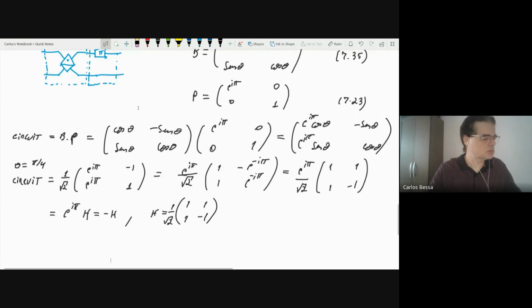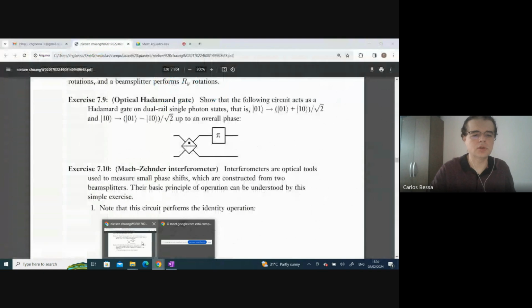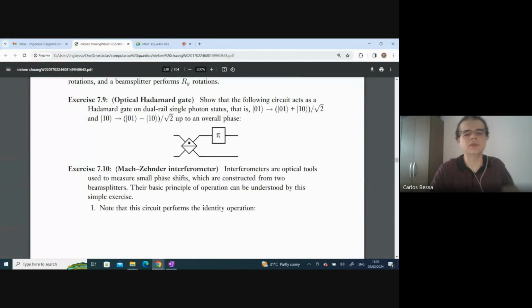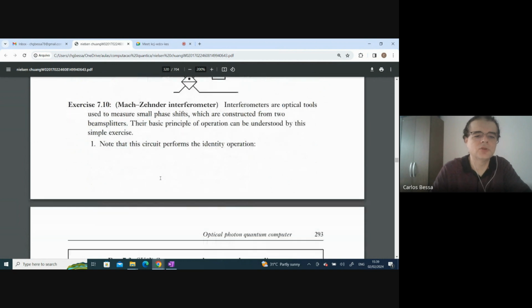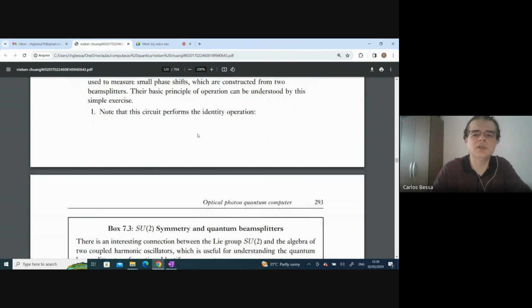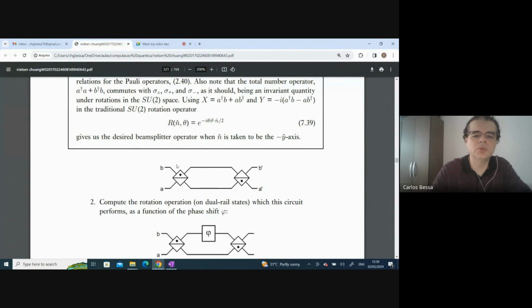And the next is exercise 7.10, the Mach-Zehnder interferometer. I will again just read it. This example is good because it uses beam splitters and phase shifters. Interferometers are optical tools used to measure small phase shifts, which are constructed from two beam splitters. The basic principle of operation can be understood by this simple exercise. First, note that this circuit performs the identity operator. So this is the beam splitter, and this is the equivalent of the B dagger. That's why they put this dot here in the drawn representation.